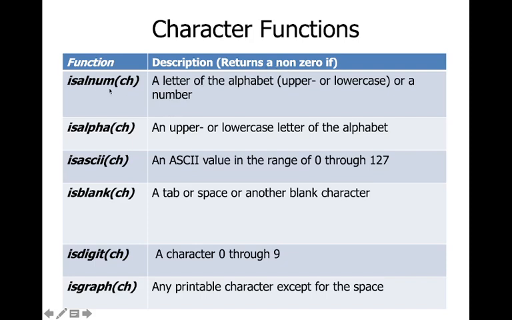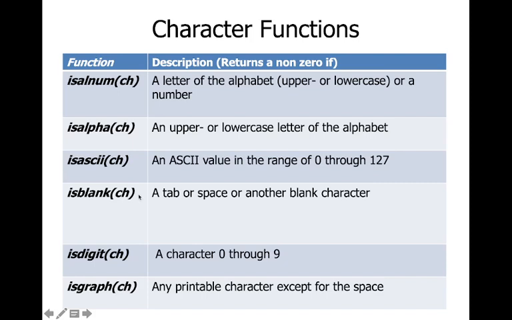These are all testing functions. isalnum. Then we have isalpha. It will check whether it is an uppercase or lowercase letter of the alphabet. If ch is any other type of character, then it will return 0. Then isascii of ch. If it is an ASCII value in the range of 0 to 127, it will return true.